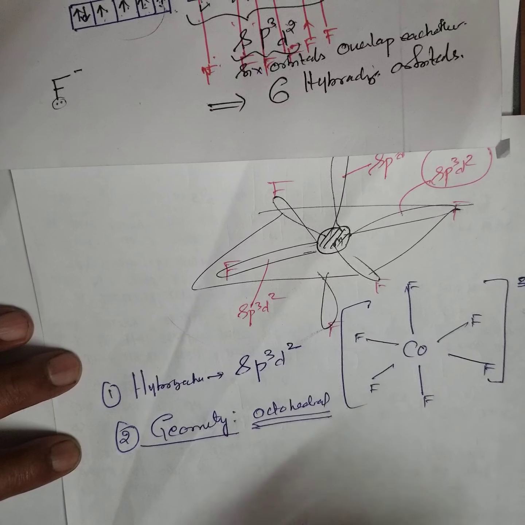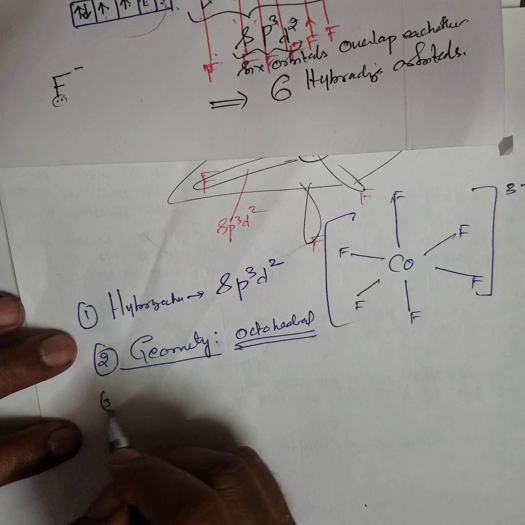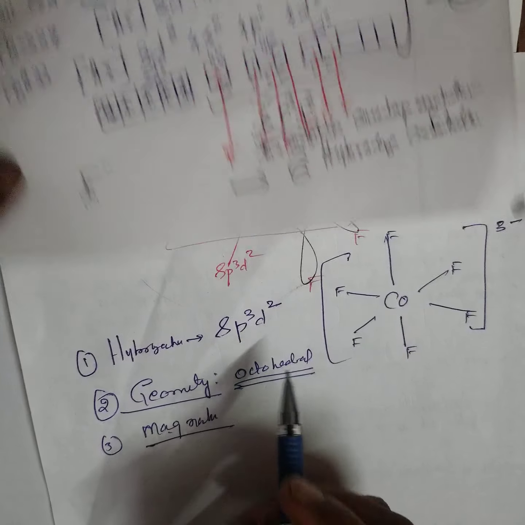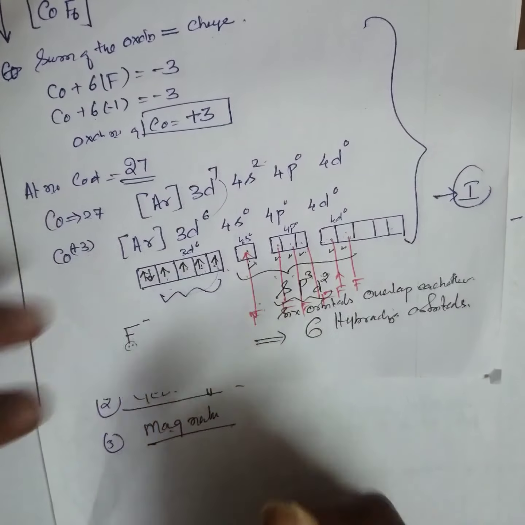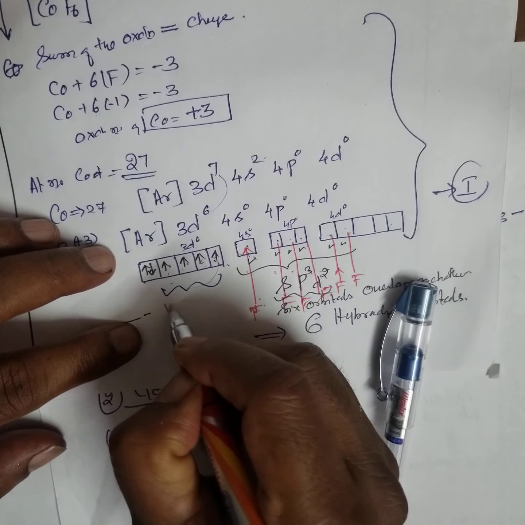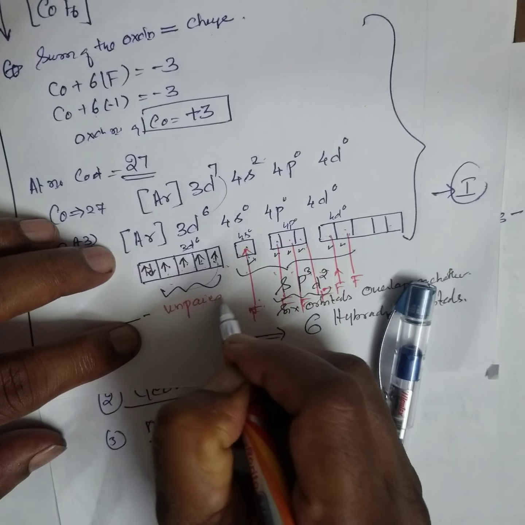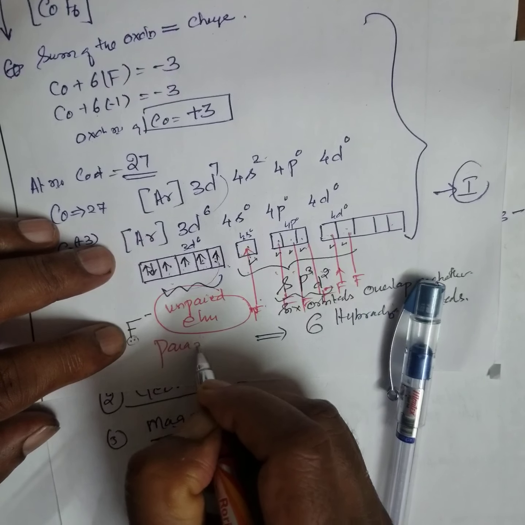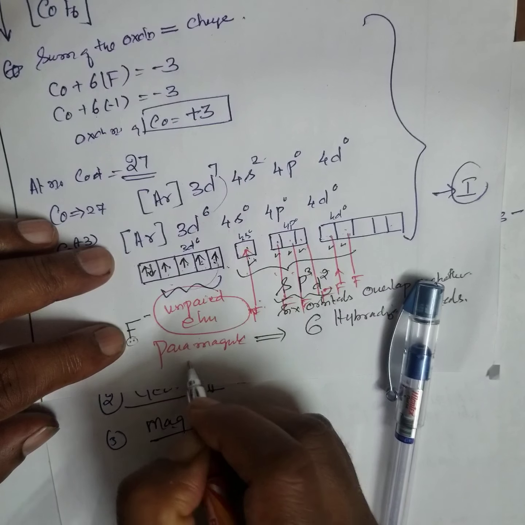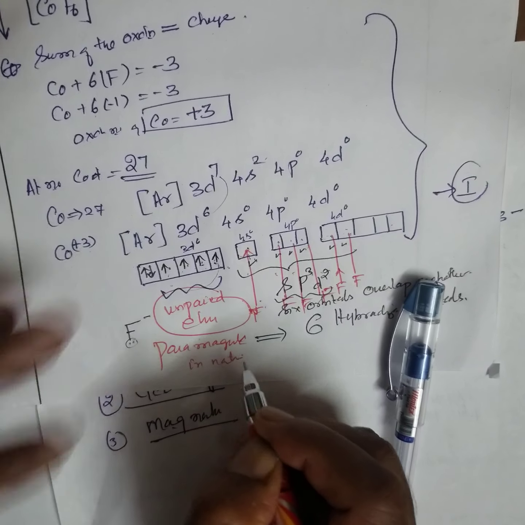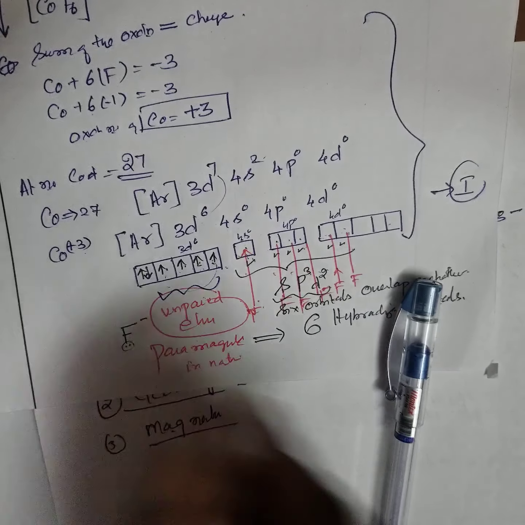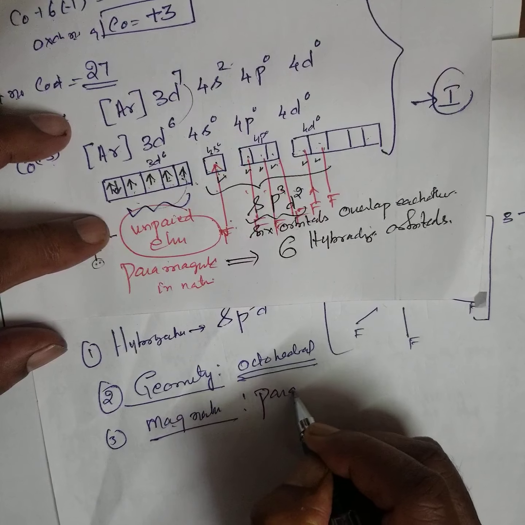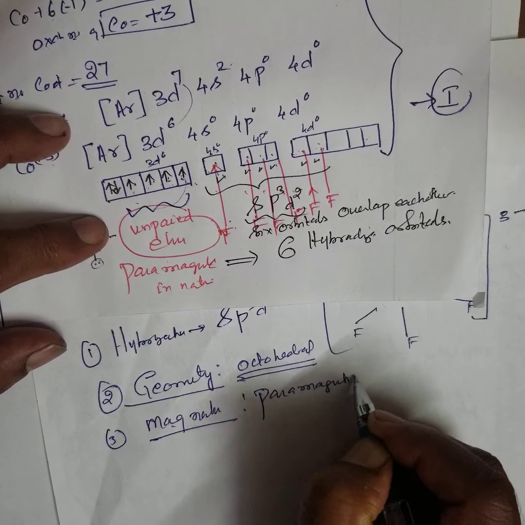Octahedral. This is called octahedral. What is the magnetic nature? See, there are unpaired electrons. Unpaired electrons. Therefore, it is paramagnetic in nature. Therefore, it is a paramagnetic substance.